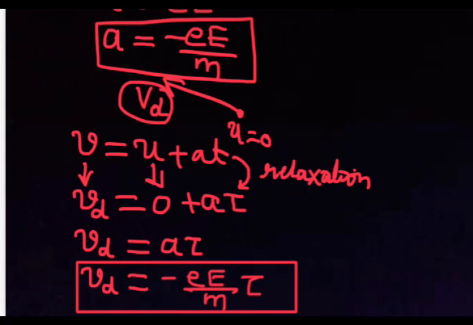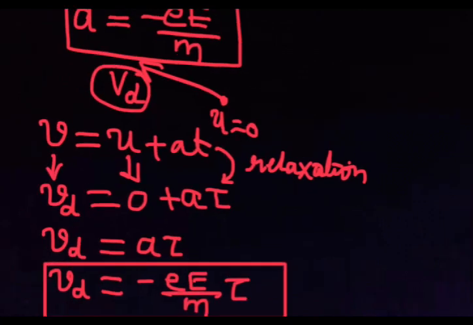More the mass, lesser the drift velocity. More the electric field, more the drift velocity. What is tau here? It is the average time between two successive collisions inside a metal. When the electrons move from the negative end to the positive end, they have to collide with the atoms. A series of collisions take place. So that's the derivation of the drift velocity.